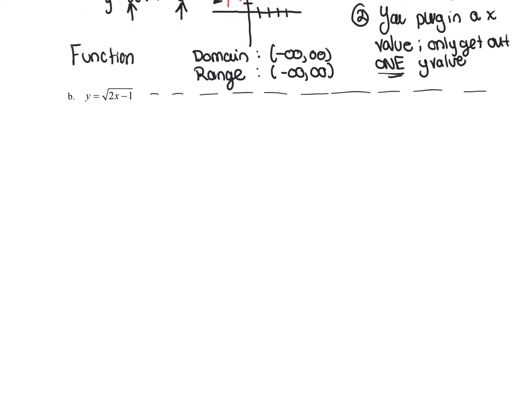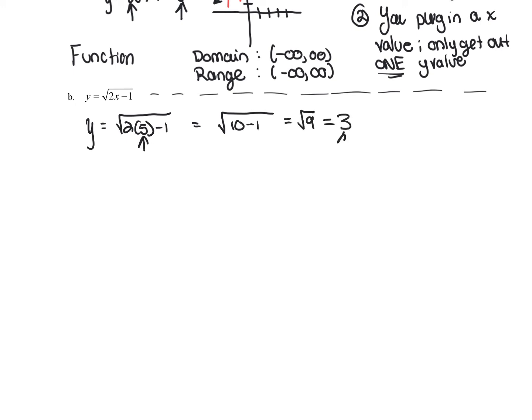If we try letter B, I'll do version 2 first. Let's see. If I plug in 5, y equals square root of 2 times 5 minus 1. That's the square root of 10 minus 1, square root of 9, 3. I plugged in 5 and got out one answer, 3. So it's a function.